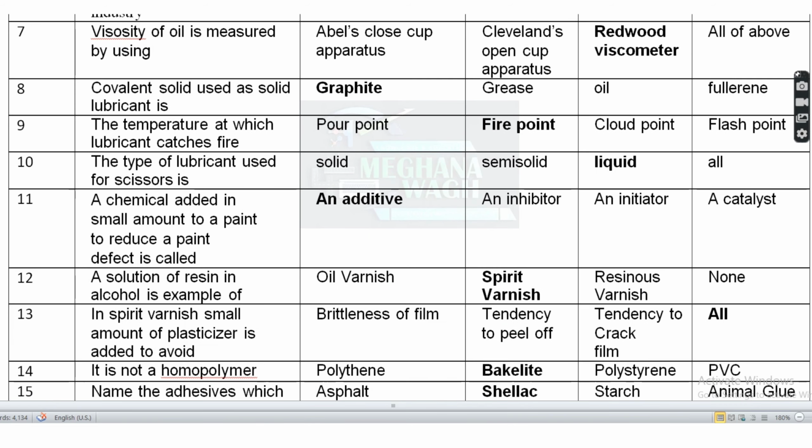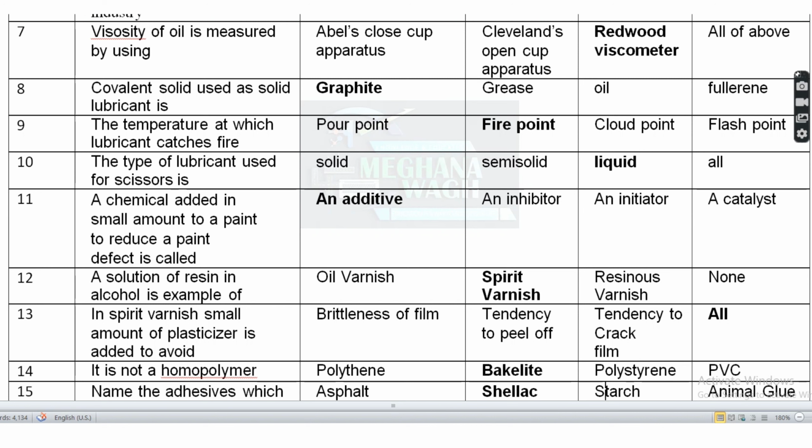Now question number 8: the covalent solid used as solid lubricant is graphite. It is a covalent solid and it is also used as a lubricant because in graphite covalent bonds are present. The temperature at which lubricant catches fire is known as fire point, while when lubricant gives a momentary flash of light, it is known as flash point.